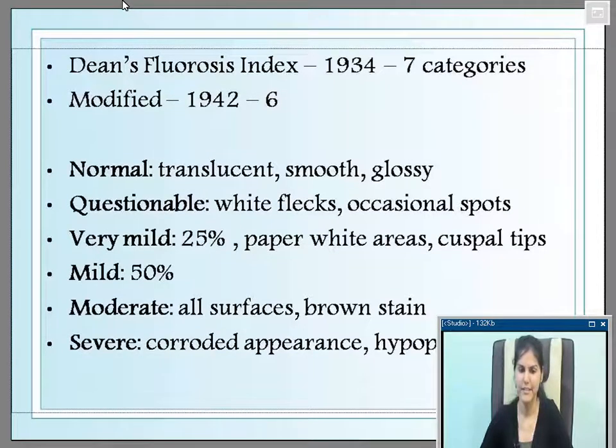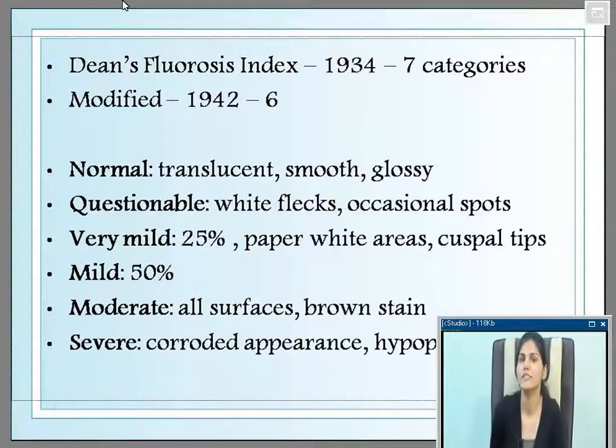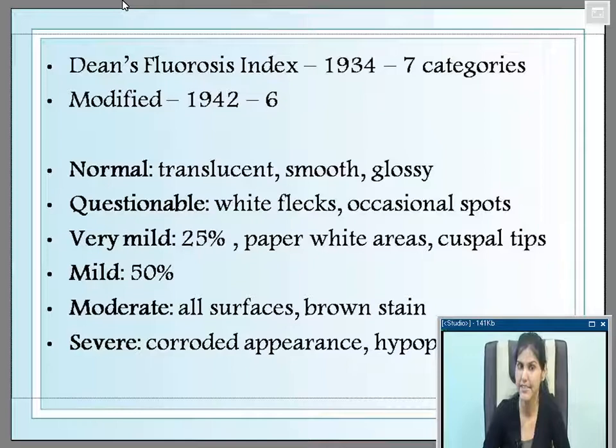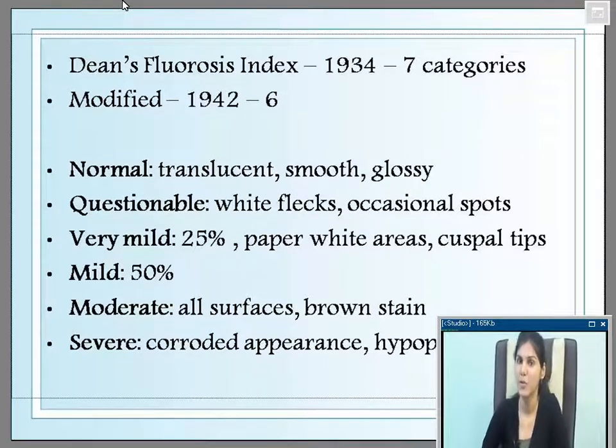Now you have to understand that Dean's fluorosis index first came into picture in 1934 and it had 7 categories. It was modified later again by Dean only in 1942 to give 6 categories. The category that was omitted was moderately severe, and it was merged into moderate. Now this was done because it was creating unnecessary confusion between the latter three categories.